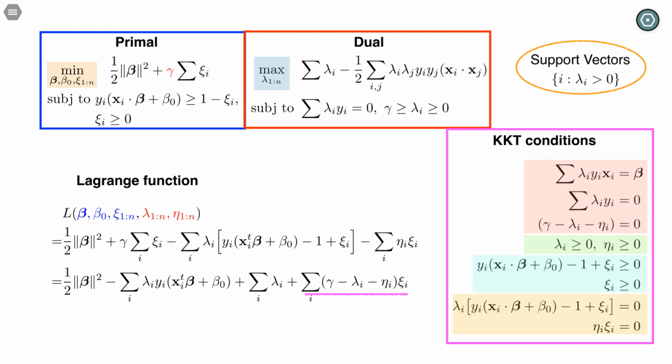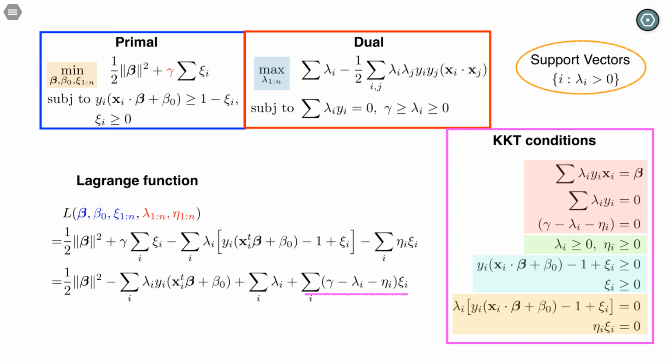First, the primal problem. This is the objective function. Gamma is a tuning parameter and will be specified by the user. In practice, you're going to find out we can choose it by cross-validation. So the parameters for the primal problem will be beta, the p-dimensional slope, beta_0, the intercept, and xi_1 to xi_n.